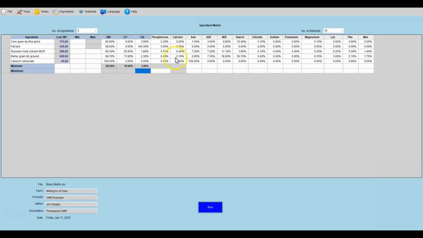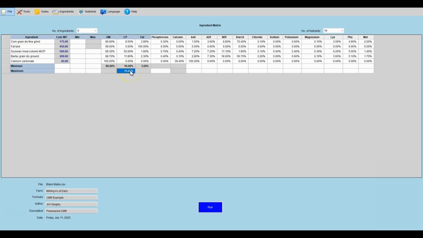One of the most common causes of infeasible solutions is over-constraining the formula. For example, if I set both a minimum and a maximum dry matter of 86%, I eliminate nearly all possible ingredient combinations, and the solver returns an infeasible solution. Another common mistake is setting the maximum that is lower than the minimum. This always results in an infeasible solution because the allowed range is inverted.